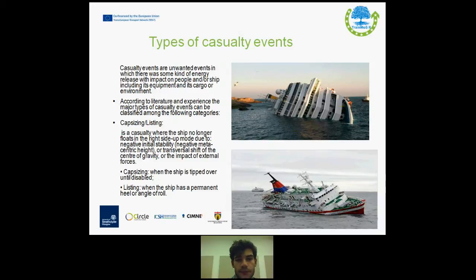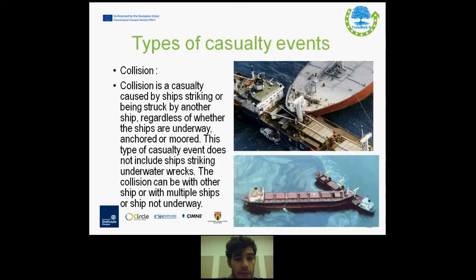Moving on. Another type of casualty event is collision. Collision is a casualty caused by a ship striking or being struck by another ship, regardless of whether the ships are underway, anchored, or moored.